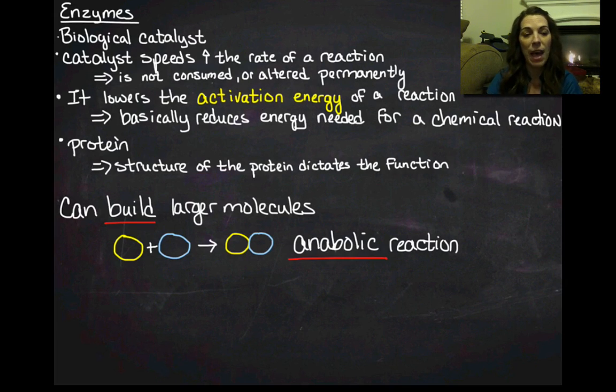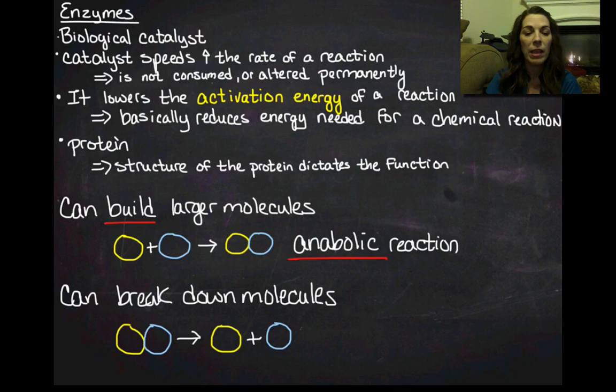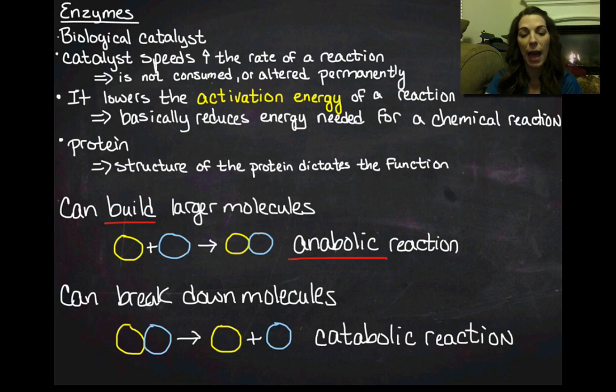And then the opposite of building, anabolic, is going to be breaking down large molecules. So I'm going to go ahead and do the opposite, and I'm going to break down into two monomers there, and that would be a catabolic reaction. So catabolic breaks down. And so that's the basics of enzymes.